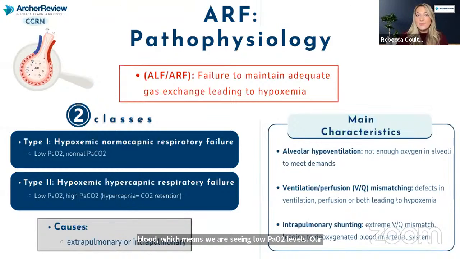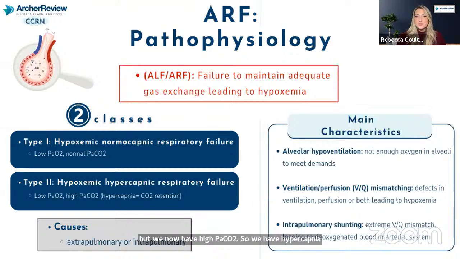Now, in normocapnic respiratory failure, we are not seeing a retention of carbon dioxide. We're not hypercapnic, so we'll have normal PaCO2 levels. Our carbon dioxide levels are going to be normal. In type 2, we have that hypoxemia still, a low PaO2, but we now have high PaCO2. So we have hypercapnia or CO2 retention.